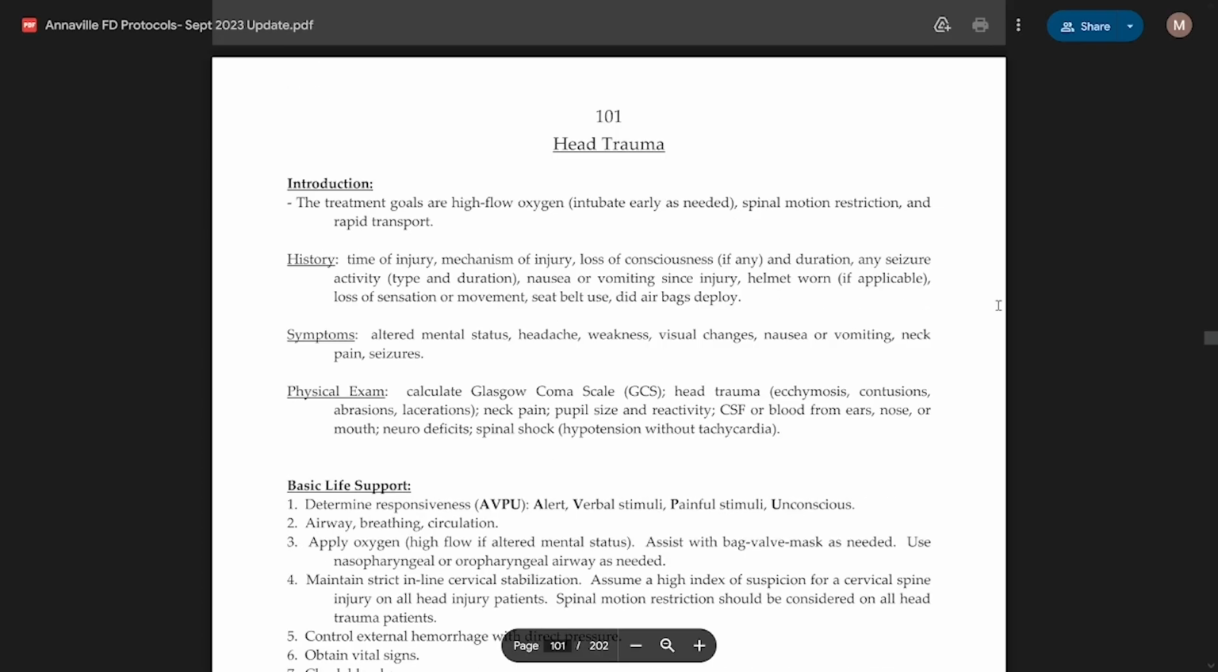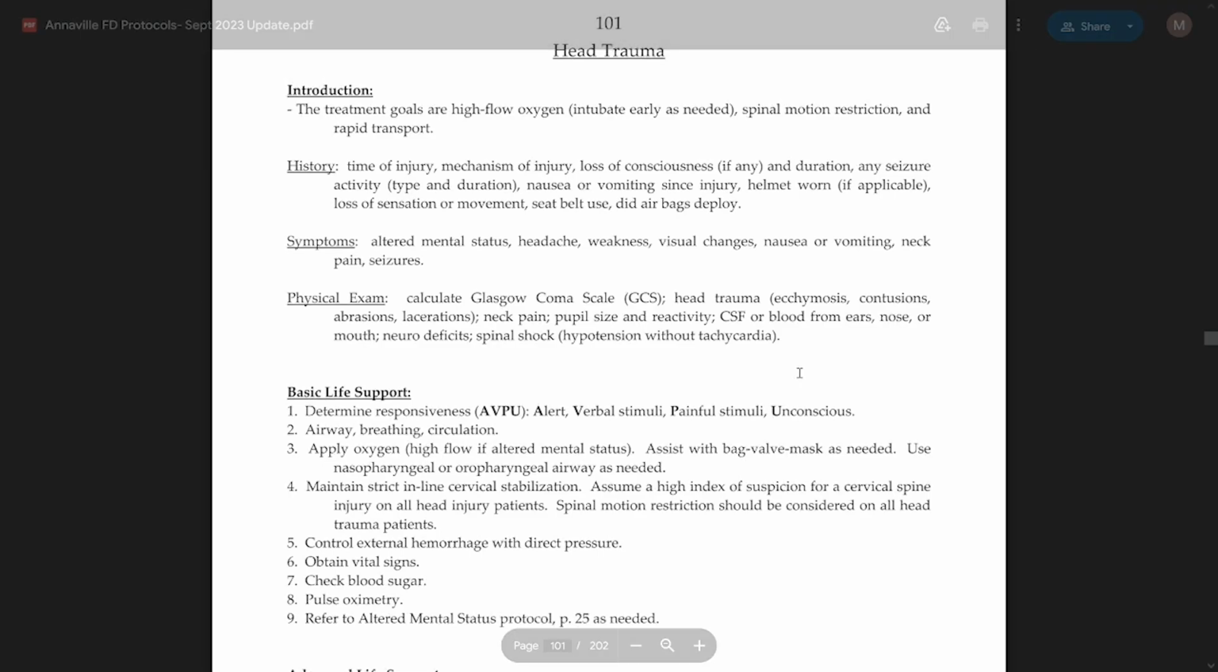For head trauma, the treatment goals are high flow oxygen, to intubate early as needed, and spinal motion restriction along with rapid transport. For the history, you want to gather the time of the injury, the mechanism of injury, a loss of consciousness if there is any, and the duration, any seizure activity, the type and duration, nausea or vomiting since the injury. Did they wear a helmet if it's applicable? Did they lose any sensation or movement? Was a seatbelt used? And did airbags deploy? For symptoms, we're looking for an altered mental status, headaches, weakness, visual changes, nausea or vomiting, neck pain, and seizures.